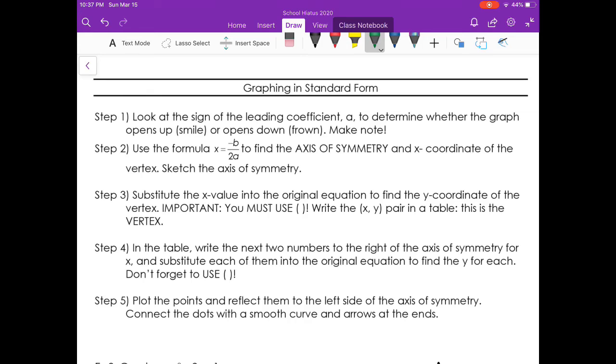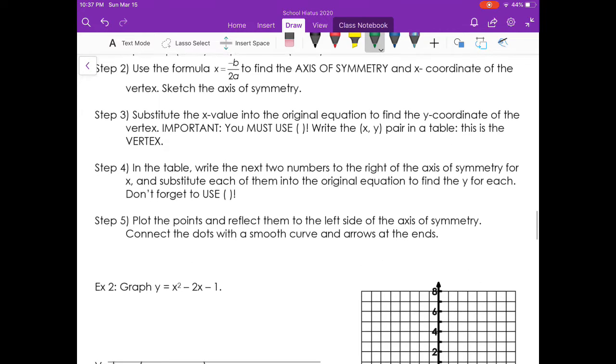Now we're ready to begin graphing quadratic functions in standard form. The steps for graphing are listed at the top of your page. If you get stuck on a problem, just look back and follow along with those steps.